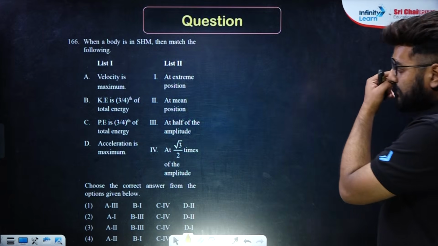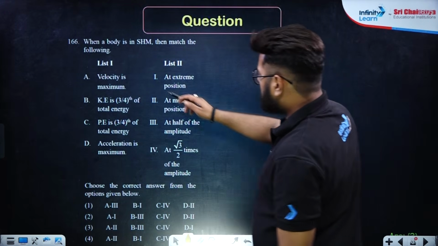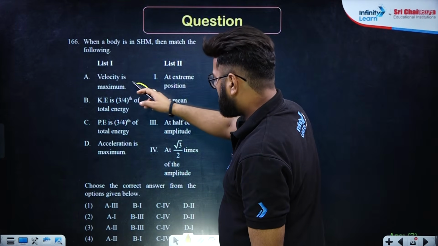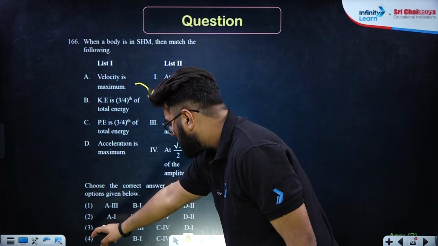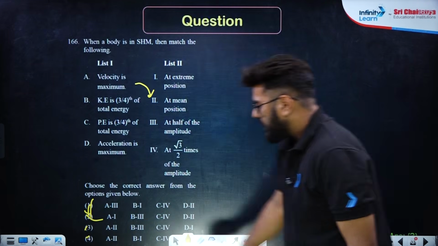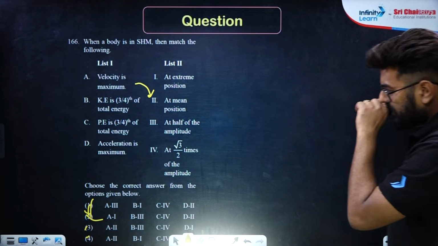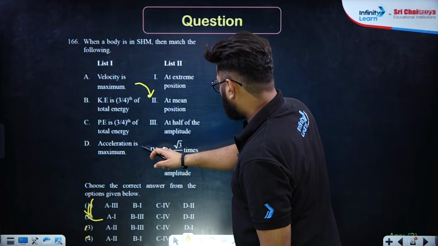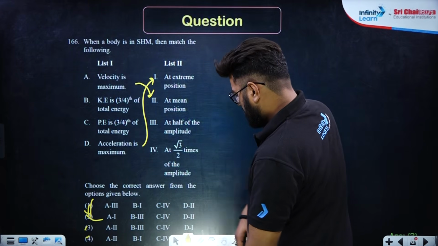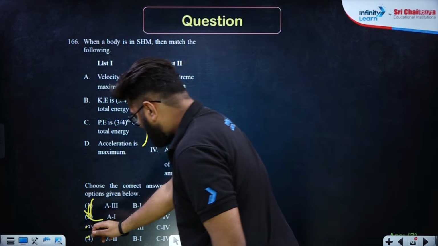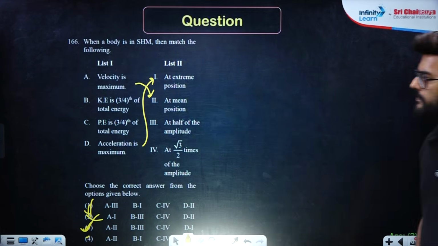When a body is in SHM, match the following. Velocity is maximum at the mean position, so A stands for 2 only in options 3 and 4. Options 1 and 2 cancel, done. Then kinetic energy, acceleration is maximum. Look at option D: acceleration is maximum at the extreme position. That means D1 is only in option number 3. So option number 3 is the right answer.